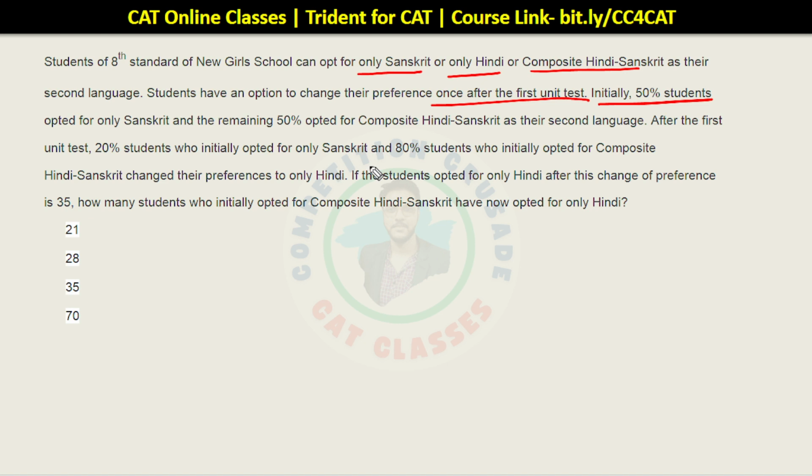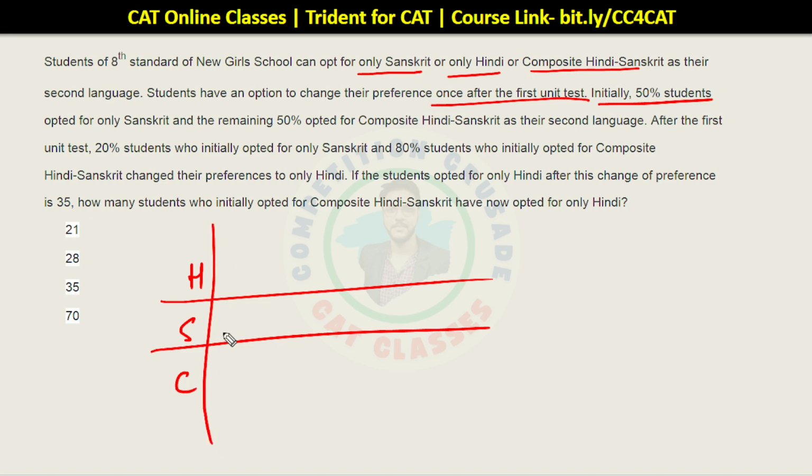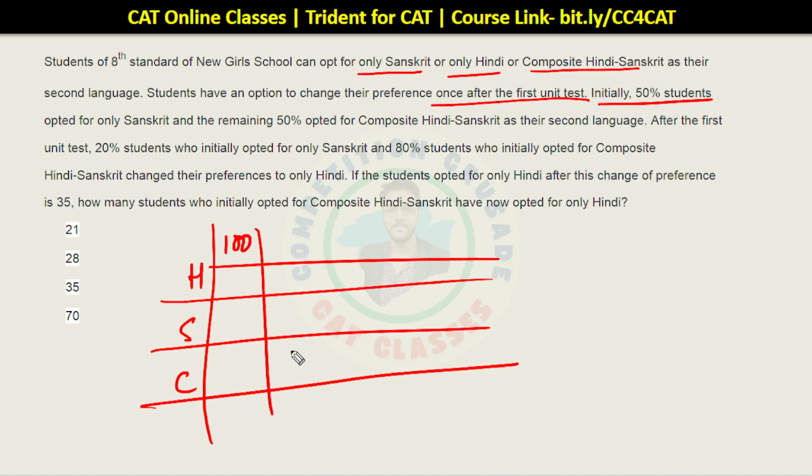Initially 50%. All right, so Hindi, Sanskrit, and composite. Okay, I'm assuming that the total number of students is 100. Initially 50% of students opted for only Sanskrit. 50% of 100 is 50, and the remaining 50% opted for composite Hindi and Sanskrit.